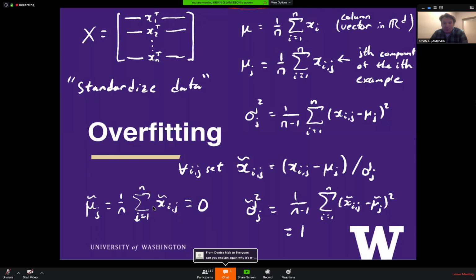Did I answer the question? Yeah. So one other thing, the first column is all ones, right? So if we standardize, then the standard deviation is 0. So what do we do in that case?